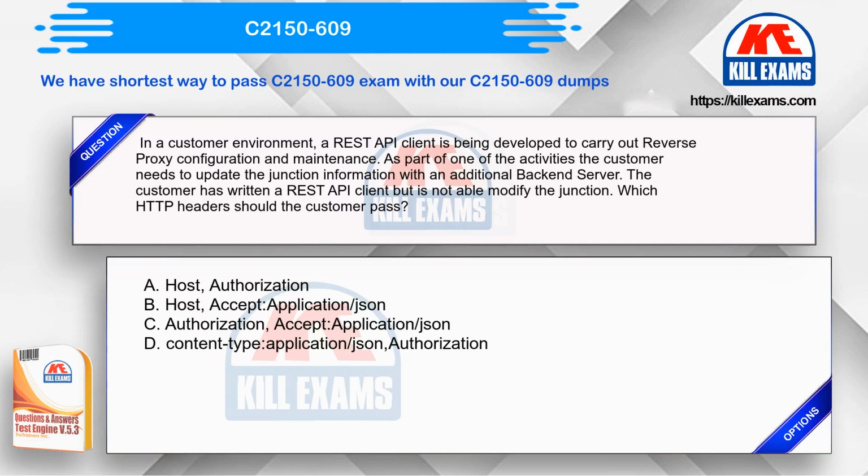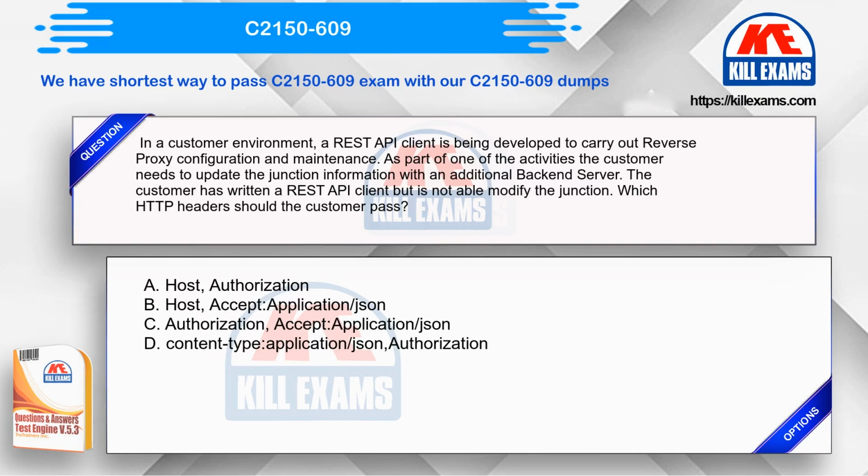In a customer environment, a REST API client is being developed to carry out reverse proxy configuration and maintenance. As part of one of the activities, the customer needs to update the junction information with an additional backend server. The customer has written a REST API client but is not able to modify the junction. Which HTTP headers should the customer pass?